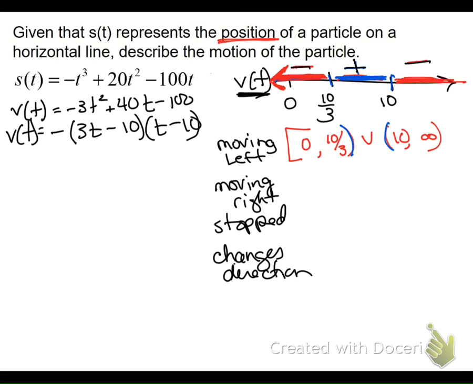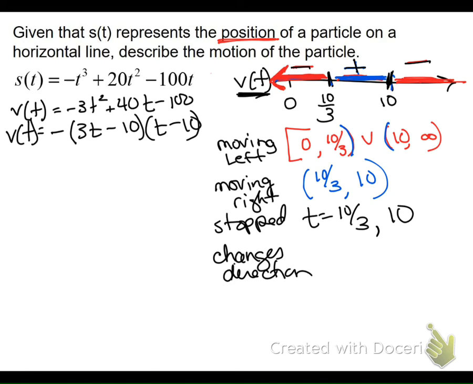So moving left is the velocity negative, in red. Moving right, velocity positive, in blue. So that would be from 10/3 to 10. Stopped, velocity 0. Those are the initial points we found here and here. So stopped would be at 10/3 and 10.